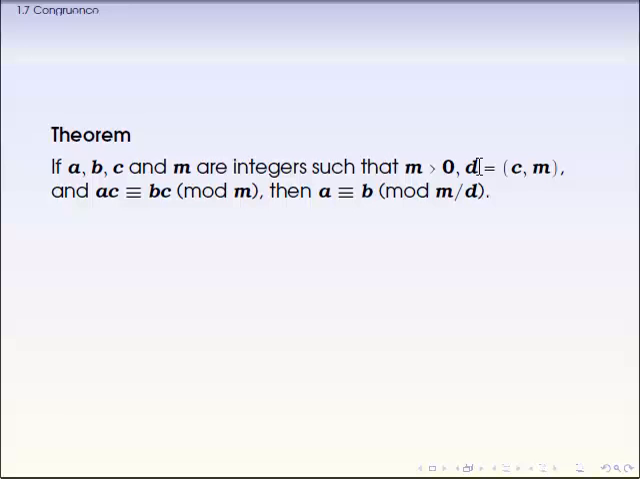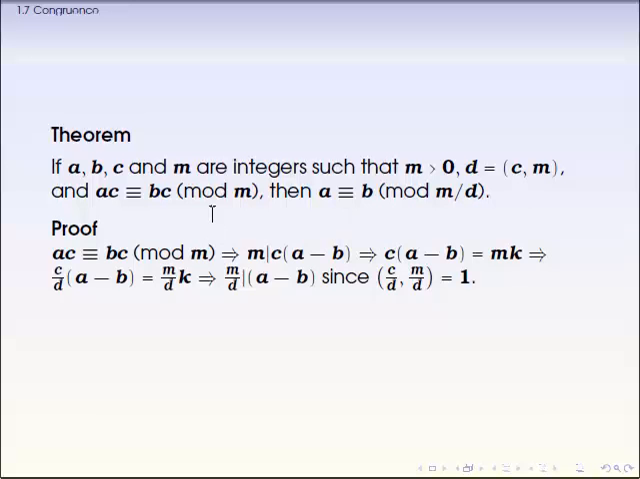One thing is clear: d is the greatest common divisor of c and m, so m over d is also an integer, so it's okay to write it this way. So let's just prove it. Let's start with ac is congruent to bc modulo m, which means m is a divisor of ac minus bc by the definition. But let's change ac minus bc to c times (a minus b).